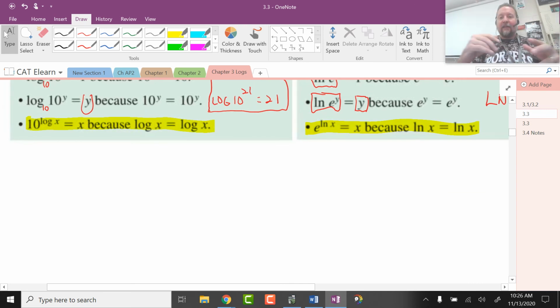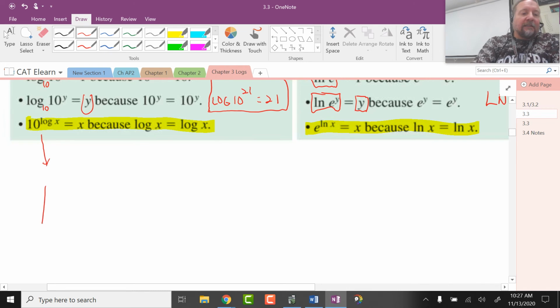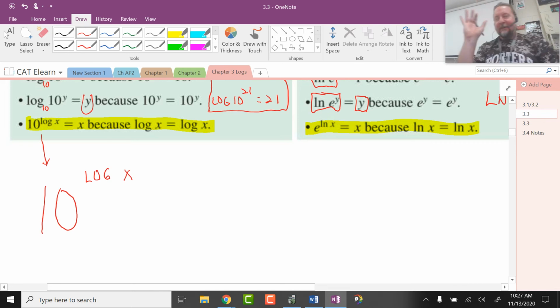And Abigail, I'm just going to have you answer some questions along the way. I'll make it easy. These yellows are special little rules. As a matter of fact, our book is really bad with exponents. What this says is 10 raised to the log of x. By the way, here we go. Abby, what's the base on this logarithm? Boo, it's a ghost. What is the base on that logarithm when it's missing?